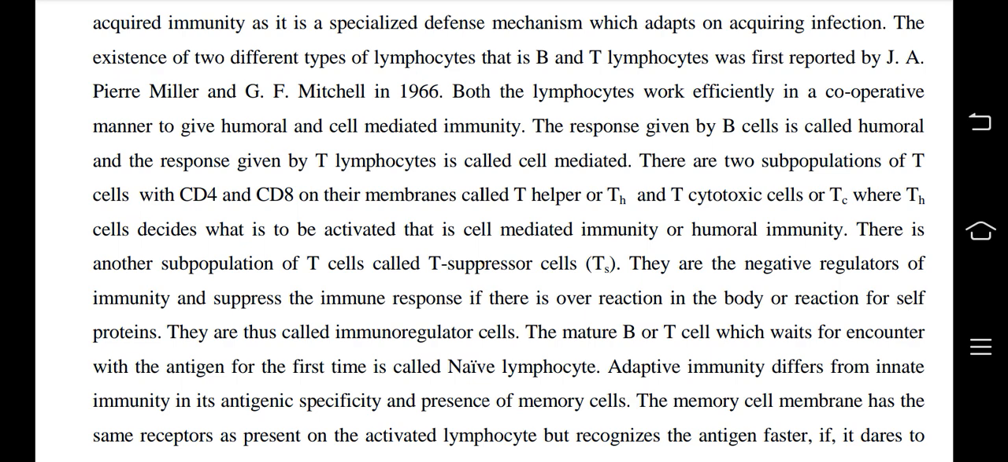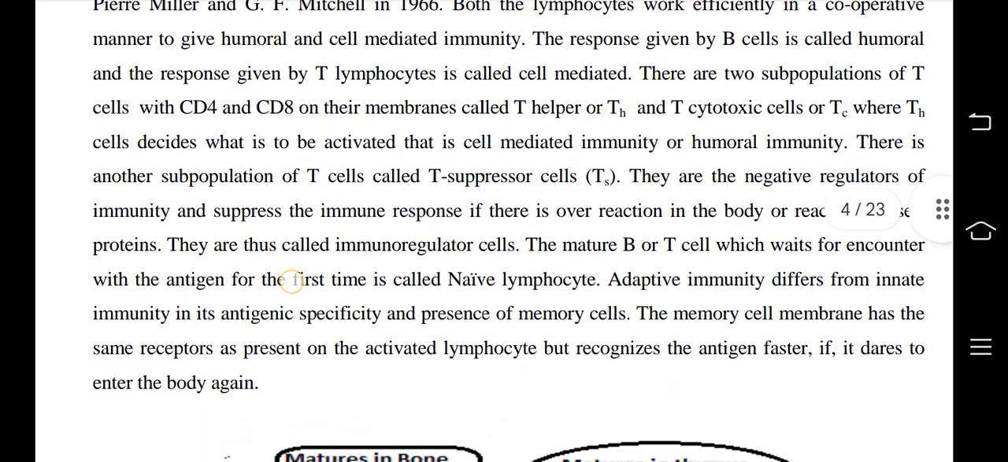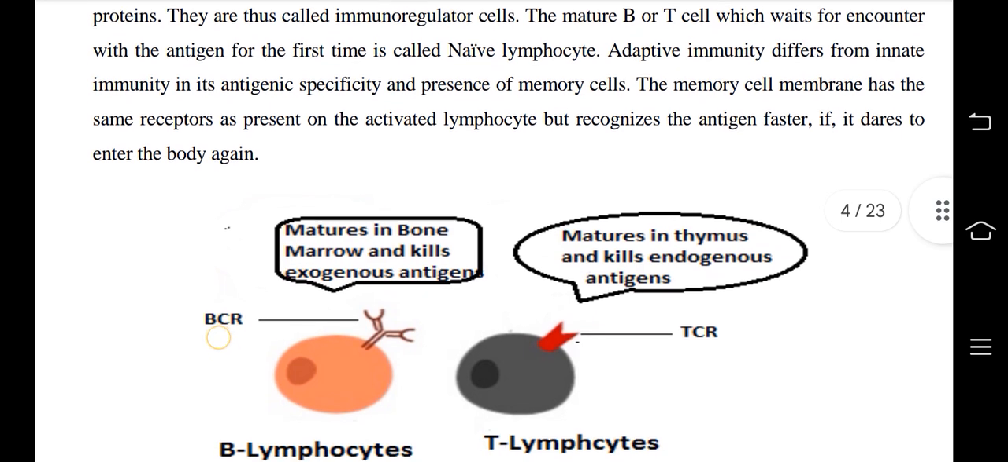T helper and cytotoxic cells, TC or TH, TS will be there. Then the mature B or T cells which wait for encounter with the antigen for the first time are called naive lymphocytes. Adaptive immunity differs from innate immunity in its antigenic specificity and presence of memory cells. The memory cell membrane has the same receptors as present on the activated lymphocyte, but recognizes the antigen faster if it dares to enter the body again.